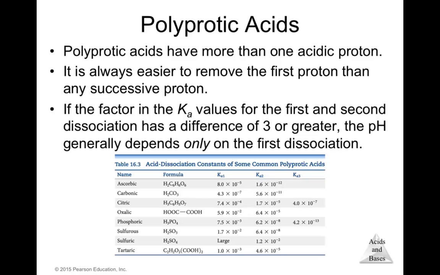And here we have a table with different acids. These are polyprotic acids. For example, here, phosphoric acid, H3PO4. It has 3 acid dissociation constants because we have 3 acidic protons here. The first Ka is 7.5 times 10 to the minus 3. This one is minus 8, and this one is minus 13. So the difference between this one and this one is greater than 3. So the pH for a phosphoric acid solution is going to be dictated by the first acid dissociation constant.